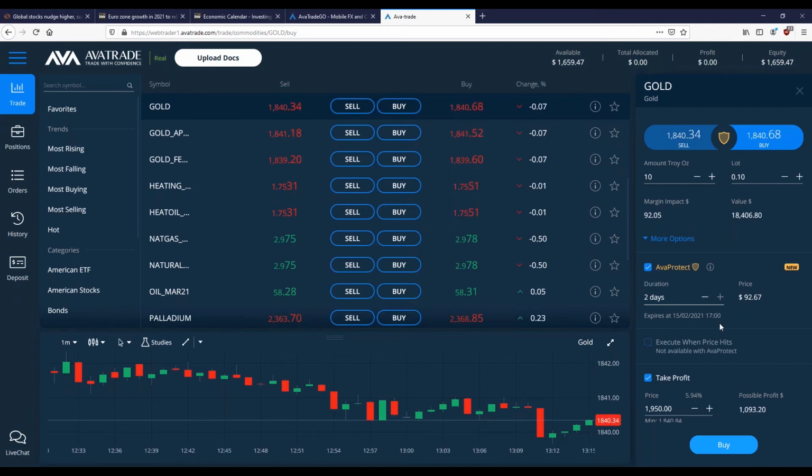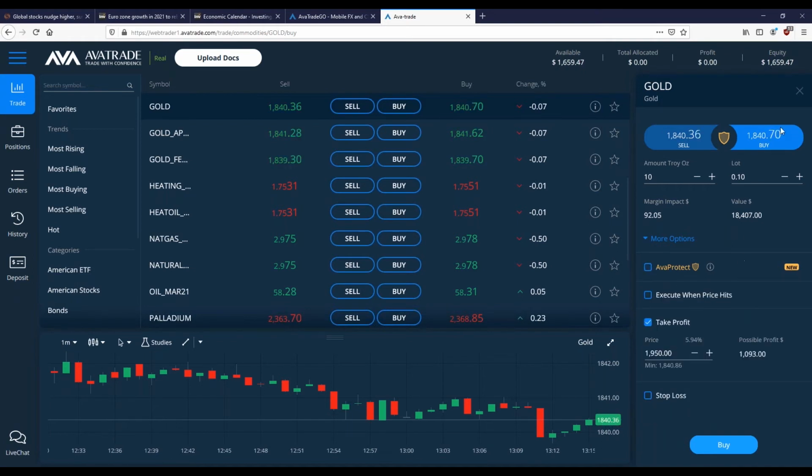You can always add your stop loss when the protection ends. Okay, so very nice feature to manage risk as well.